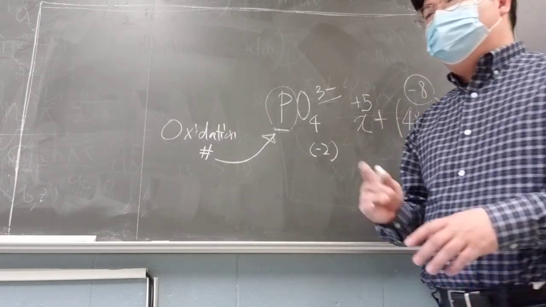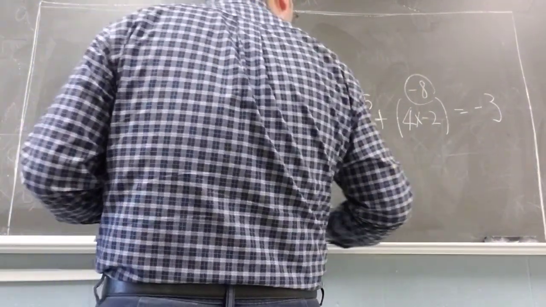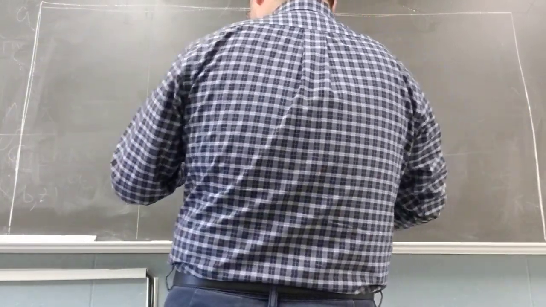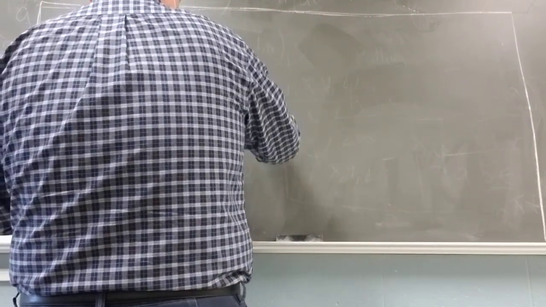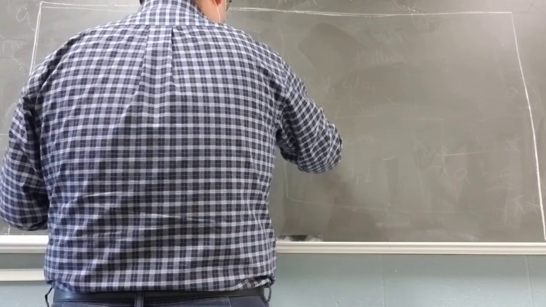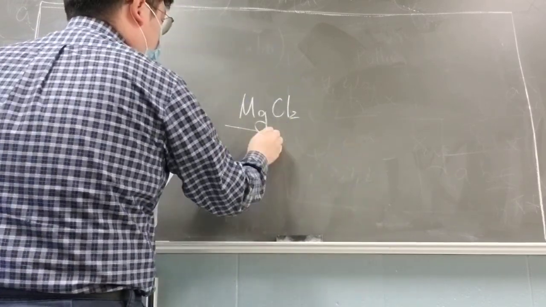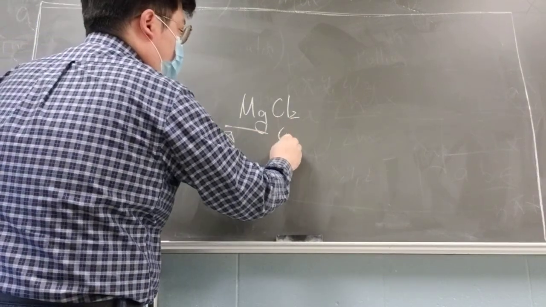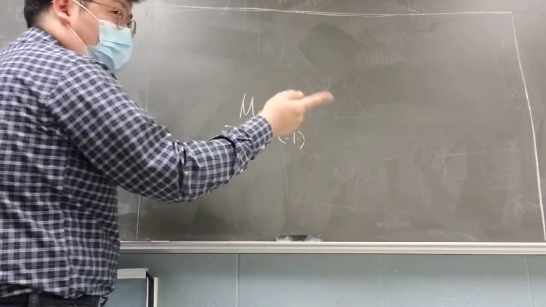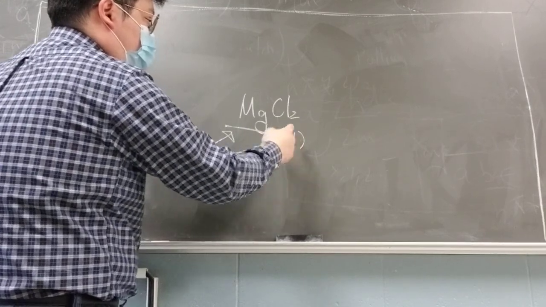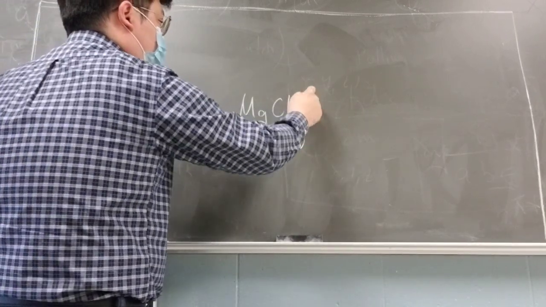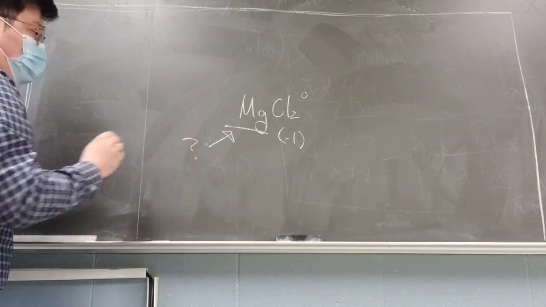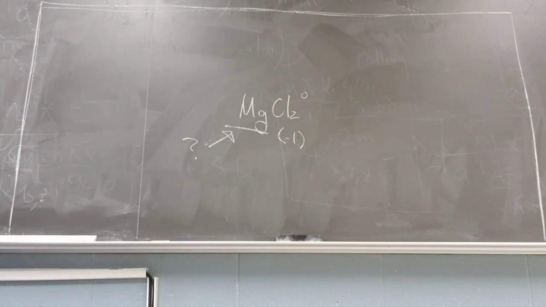Okay, let's do one more. We have magnesium chloride, and I want you to find the oxidation number for magnesium here. Chlorine is a halogen, right? So it has -1 as its oxidation number. There's no charge there, so it's 0. So what might be the oxidation number for magnesium here?